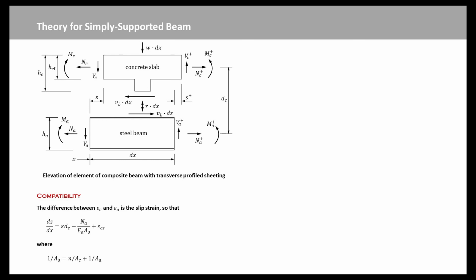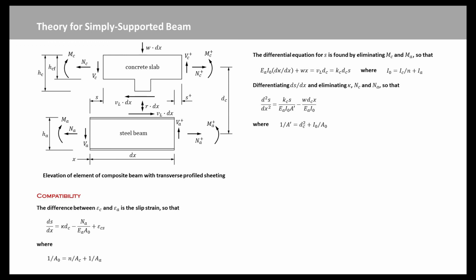Now we see the compatibility condition. The difference between epsilon c and epsilon a is the slip strain. So from the epsilon c and epsilon a equations, we obtain this expression. The differential equation for S is found by eliminating Mc and Ma from the VL, equilibrium and kappa equations. Then we obtain this equation.